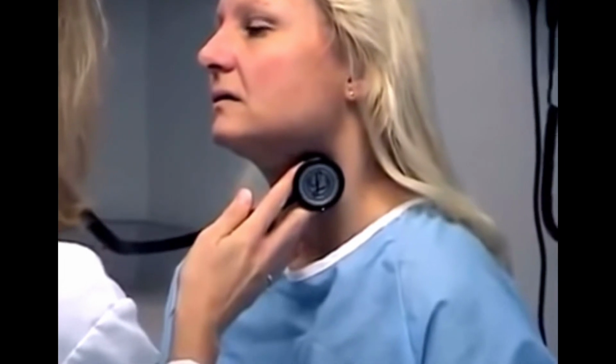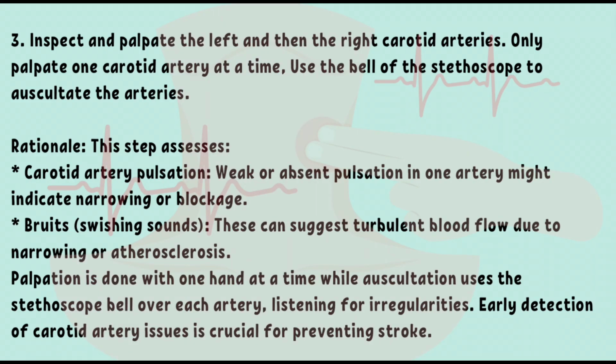Weak or absent pulsation in one artery might indicate narrowing or blockage. Listen for bruits, swishing sounds. These can suggest turbulent blood flow due to narrowing or atherosclerosis. Palpation is done with one hand at a time, while auscultation uses the stethoscope bell over each artery, listening for irregularities. Early detection of carotid artery issues is crucial for preventing stroke.